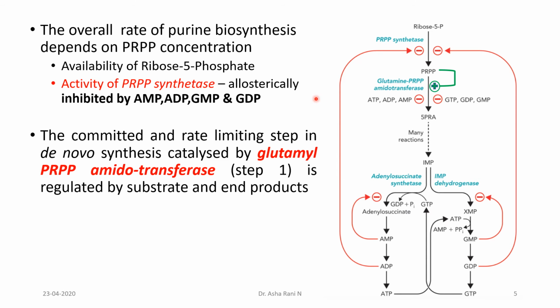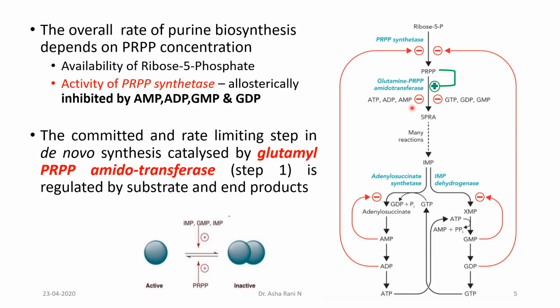Now looking at the second, or the committed step of de novo synthesis, which is catalyzed by glutamyl PRPP amidotransferase, which is regulated by both substrate and the end products. So the substrate, that is the PRPP, is an activator of this enzyme, and the end products like GTP, GDP, GMP, ATP, ADP, AMP, they are all inhibitors of this enzyme.